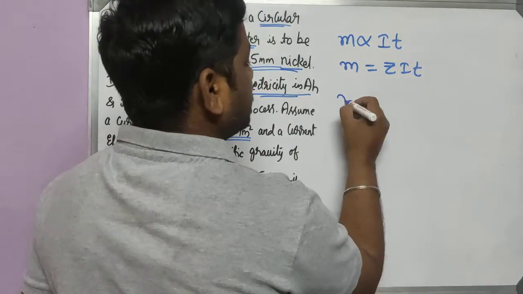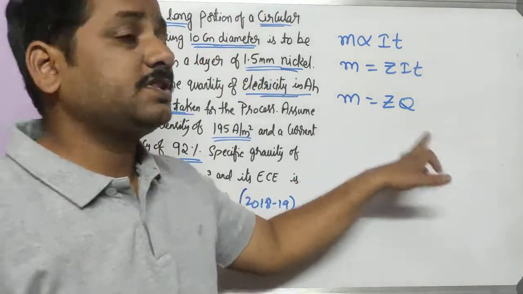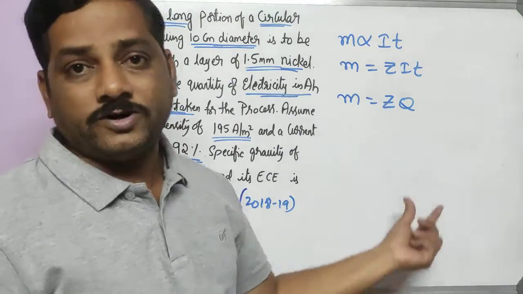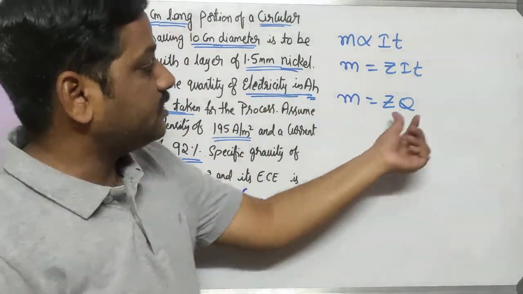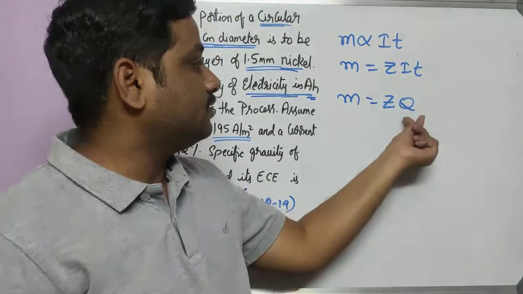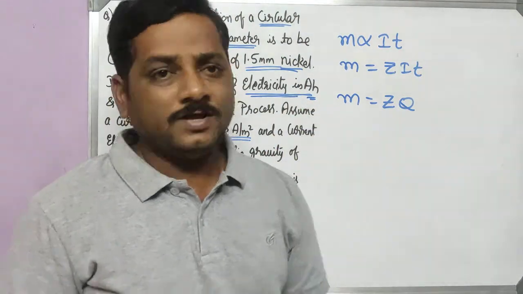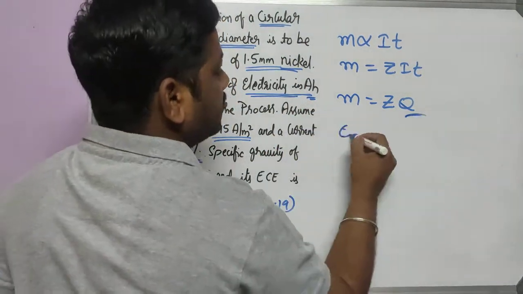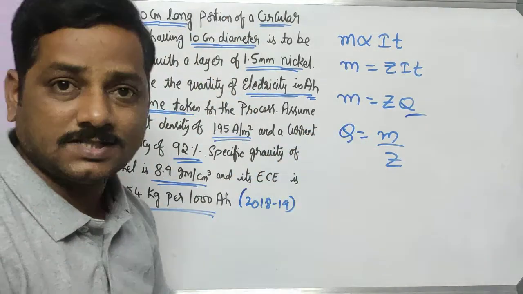Now this can be written as M is equal to Z into Q. This Q itself is the electrical quantity, that is the electricity in terms of amp hour. Q is nothing but I into T. I is ampere, T is hour, so amp hour. This will provide the amp hour quantity of electricity. You need to find this Q. So Q can be obtained by using M by Z. Right, so that's the formula.